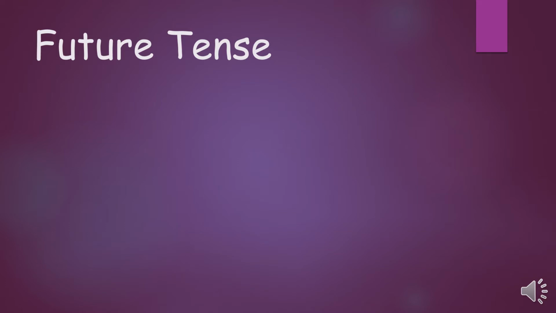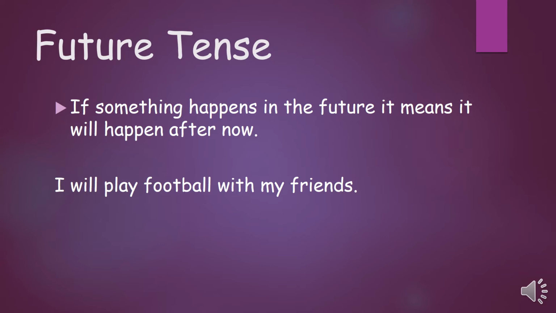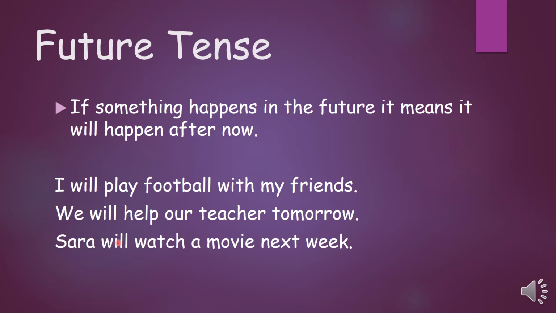What do we mean by the future tense? If something happens in the future, it means it will happen after now. I will play football with my friends. It means that I didn't play yet, I will play in the future. We will help our teacher tomorrow. Sarah will watch a movie next week.